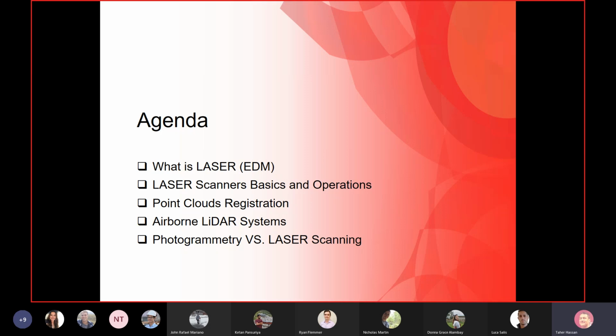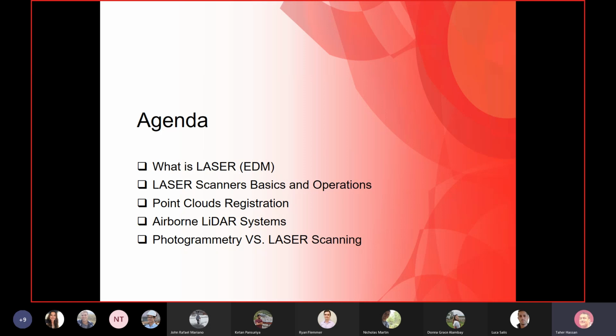We will also in this class talk about LiDAR systems, like airborne laser systems that are carried on a moving platform like an aircraft, and we will see how this system differs from ground-based systems.